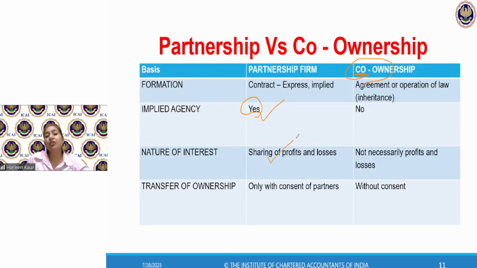In partnership you are necessarily sharing the profits. In co-ownership you are not sharing any profits. You are just eating the rentals, the incomes that arise from that jointly owned property.